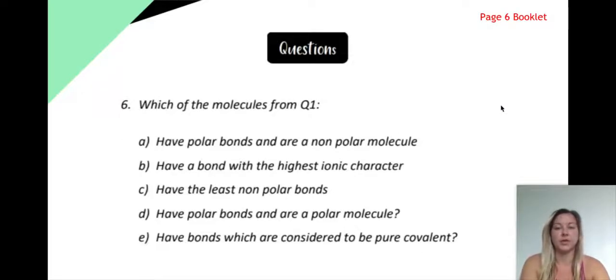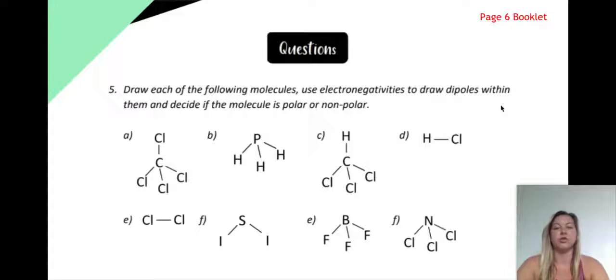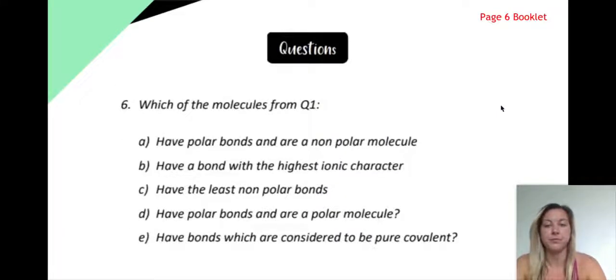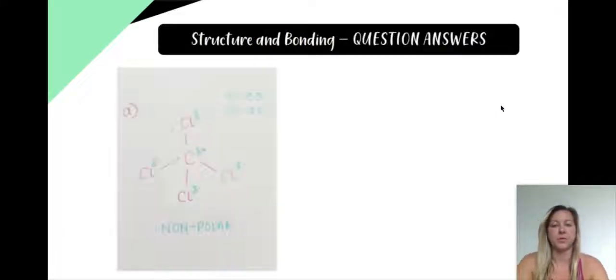So let's start with question 5 then. We are drawing each of the molecules and looking at the electronegativities. Then we're going to draw dipoles if they exist and decide, is the molecule polar or is it non-polar? So let's start with 5A.